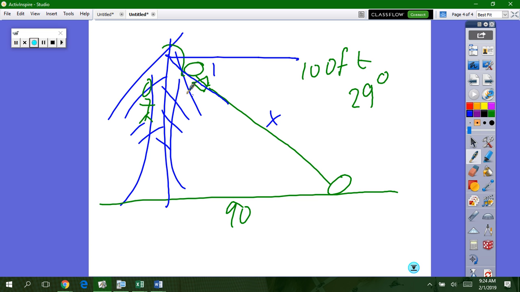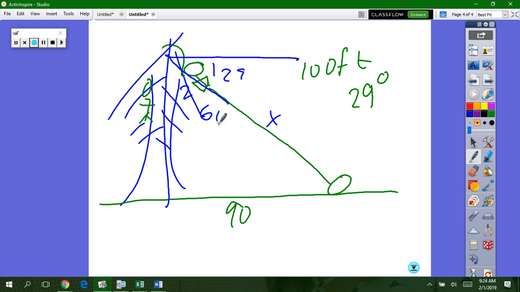So is angle 1 or angle 2 the angle of depression? Because some people put it in the wrong spot. Angle 1 is your angle of depression. If you think about it, I'm looking straight, then I look down. That creates that angle, right? Does that make sense? So if this guy's 29 degrees, what's this?